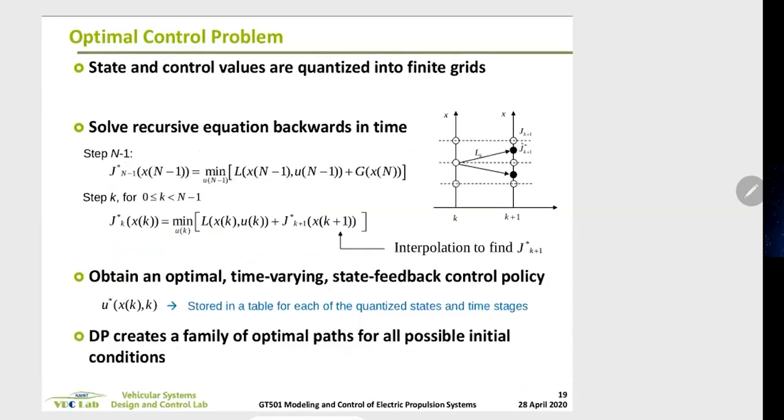And so that's the optimal control problem formulation. That's defining the problem we are trying to solve mathematically. And then you need to apply DP to solve the problem using the model we have. How do we do it?